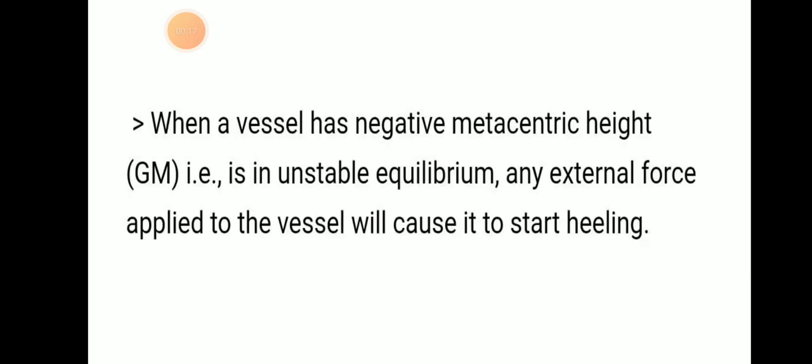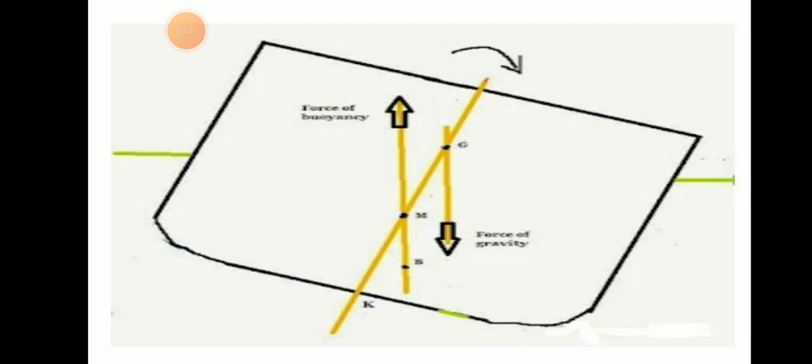When a vessel has negative metacentric height, it is in unstable equilibrium. So any external force applied to this vessel will cause it to start heeling. This is the condition: when a vessel has negative metacentric height, it is in unstable equilibrium, and if we apply any external force, there is a chance of it starting to heel. So this is the condition of negative equilibrium, as shown in the figure.